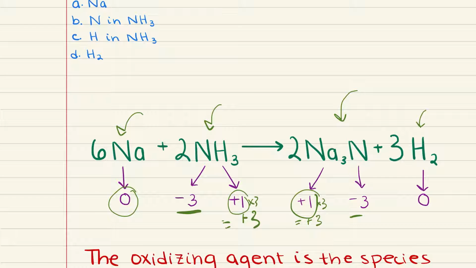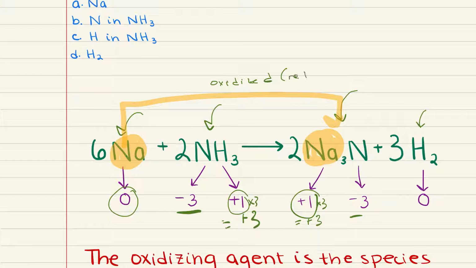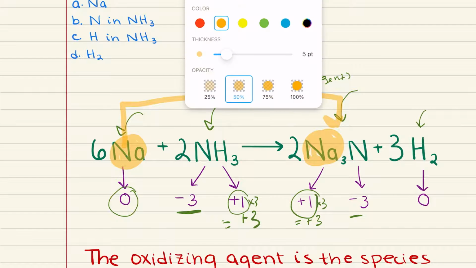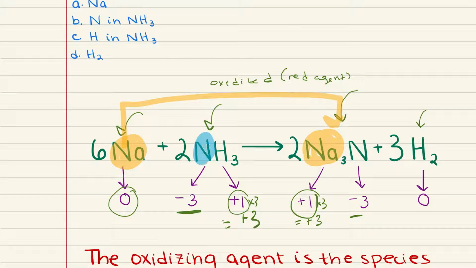Okay, now let's look at the changes that are occurring. Let's look at sodium. Sodium goes from an oxidation state of 0 to +1. So that means that sodium is oxidized. If it is oxidized from 0 to +1, this makes it the reducing agent. Next, let's look at nitrogen. Nitrogen goes from an oxidation state of -3 to -3. There is no change in oxidation state for nitrogen.